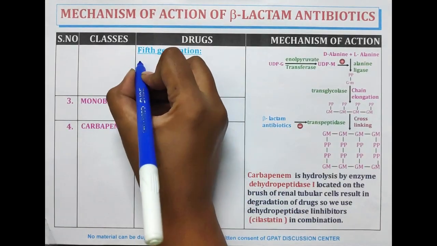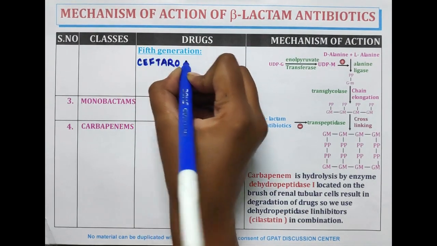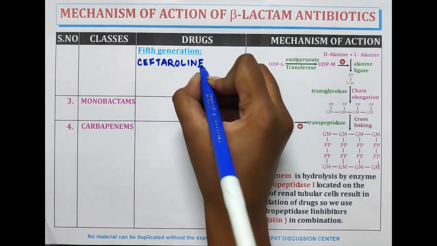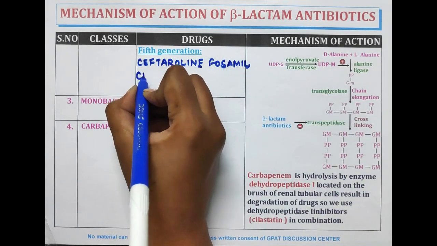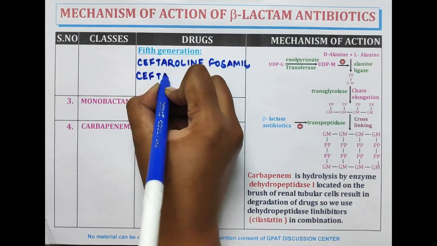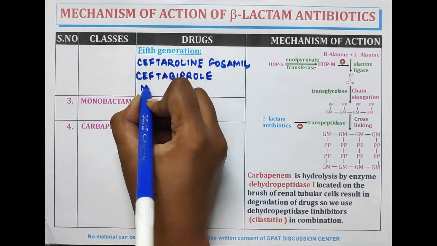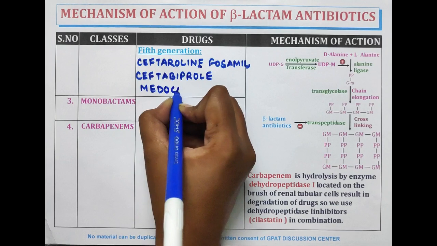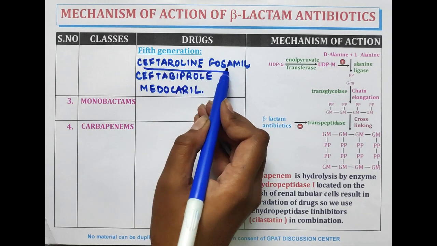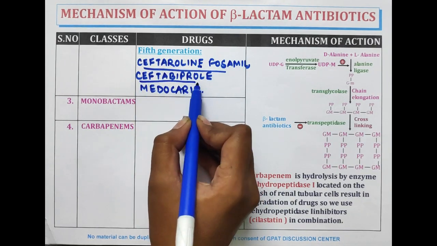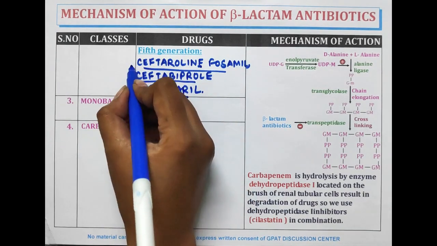Fifth generation cephalosporins are ceftaroline fosamil and ceftobiprole medocaril. These two are fifth generation drugs, and they are given parenterally.